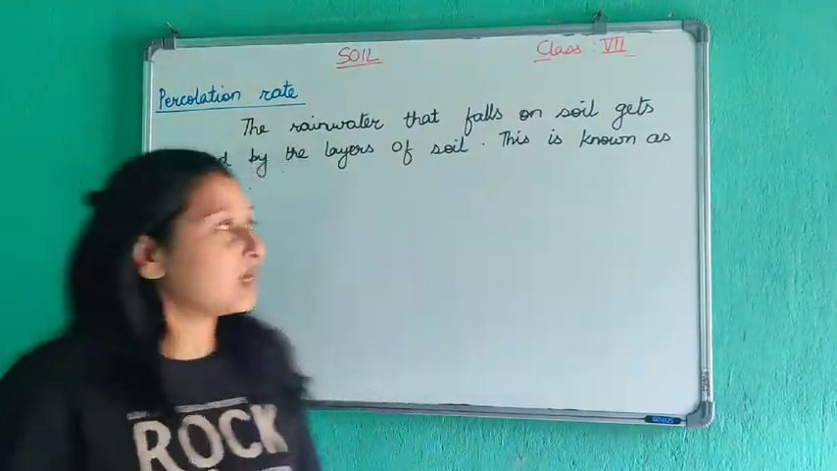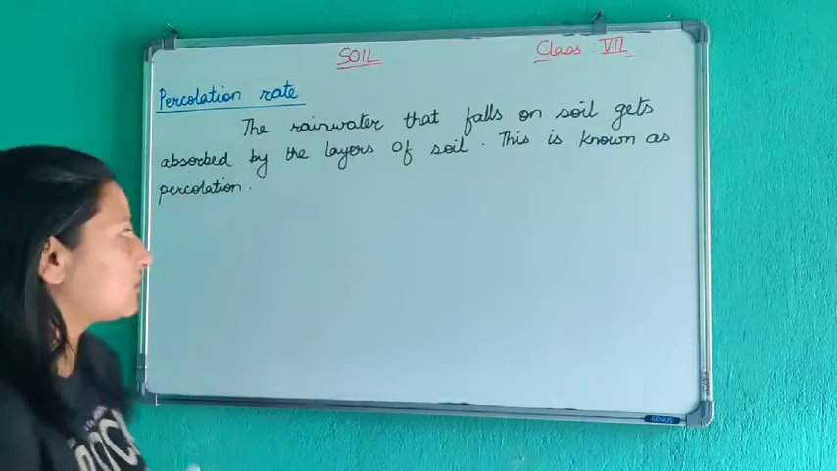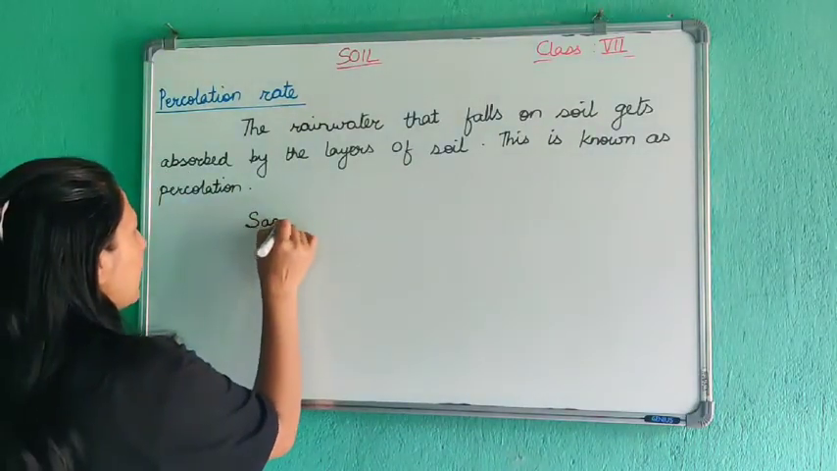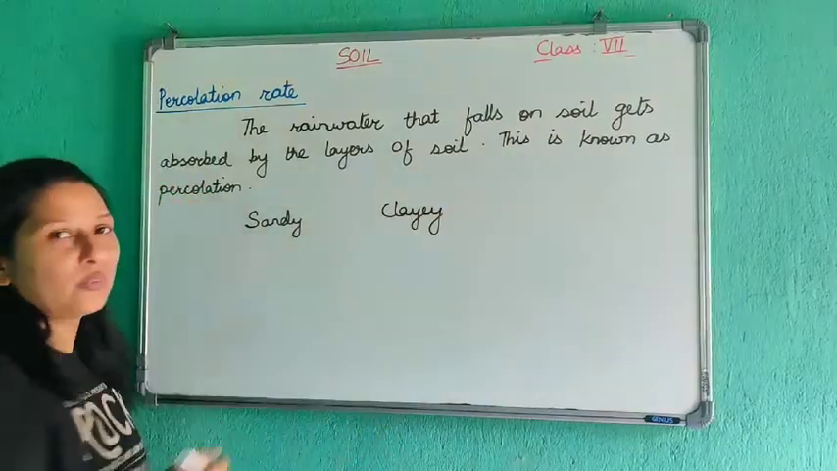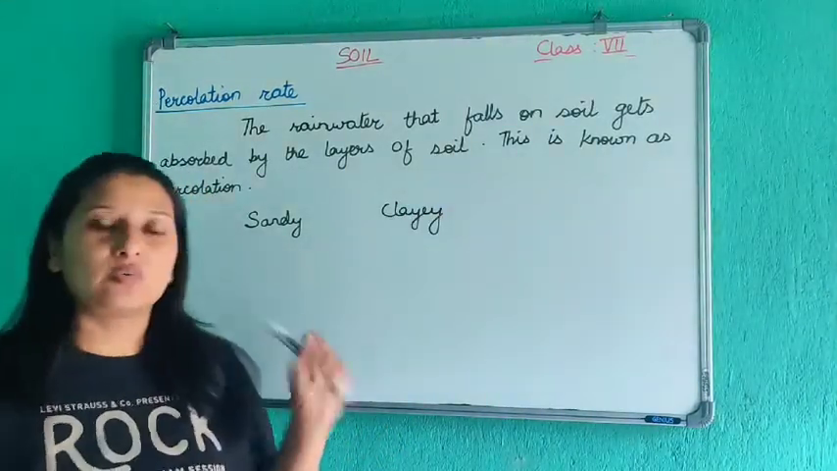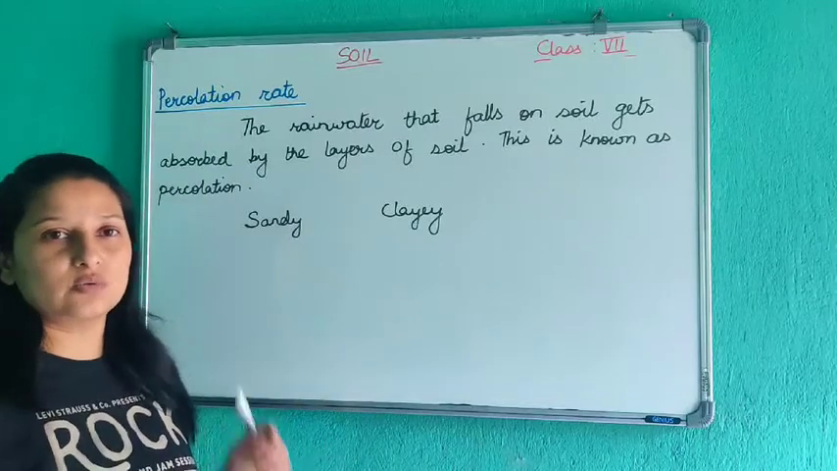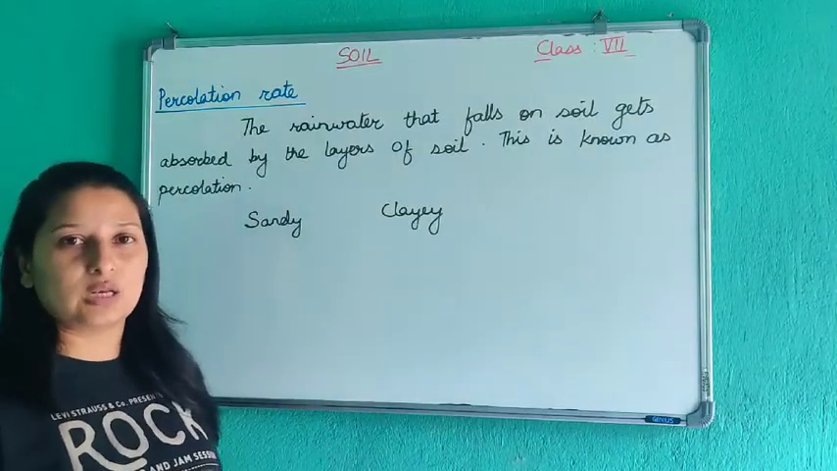Now can you tell me among sandy and clay soil? So suppose there is sandy soil and there is clay soil. Which among these two will the water percolate faster?